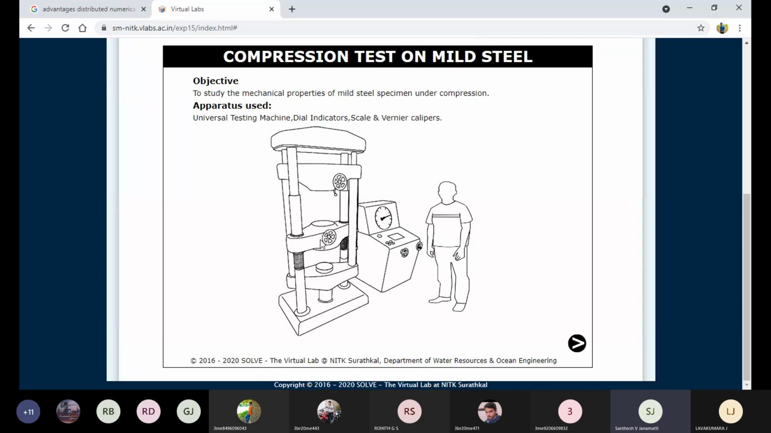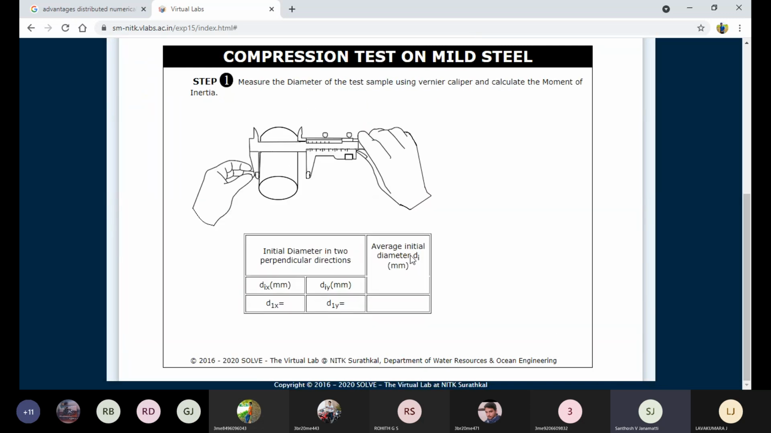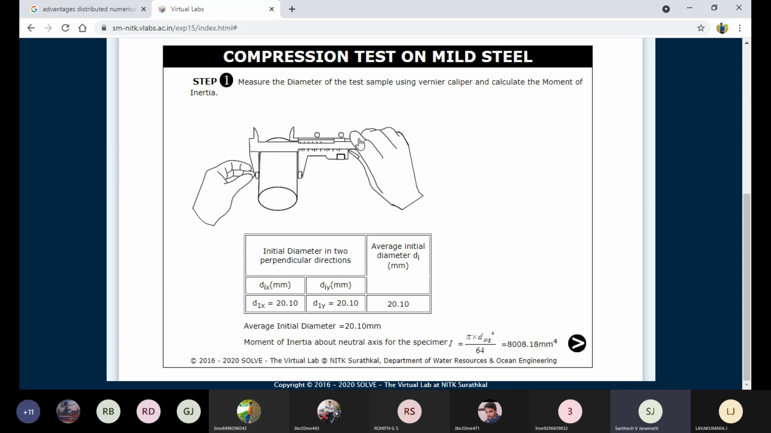Here we can observe the machine and the person who is conducting the experiment. Just click here. The first step is to determine the diameter of the sample. Now we will get the average initial diameter, because he takes the reading two times. The average diameter of that sample will be 20.10 mm.